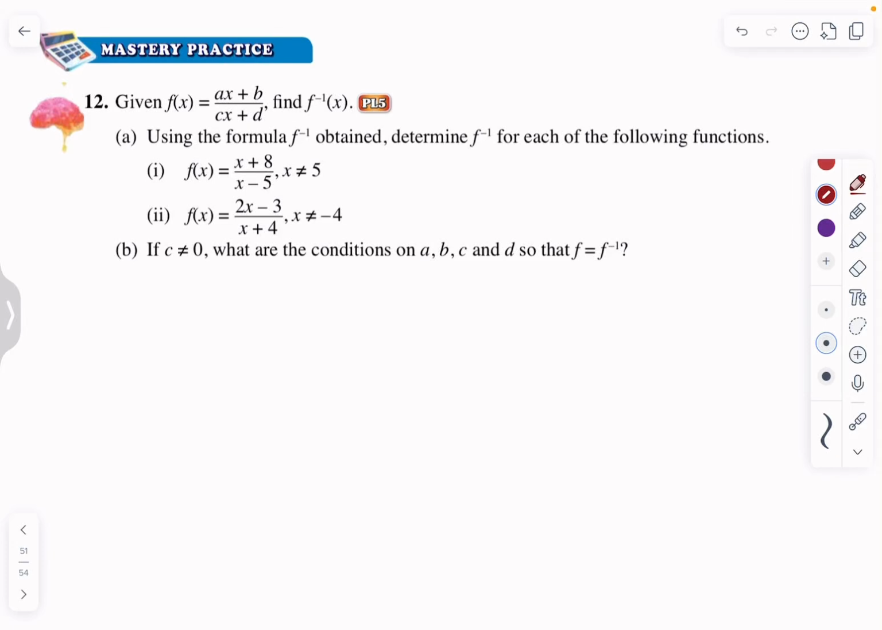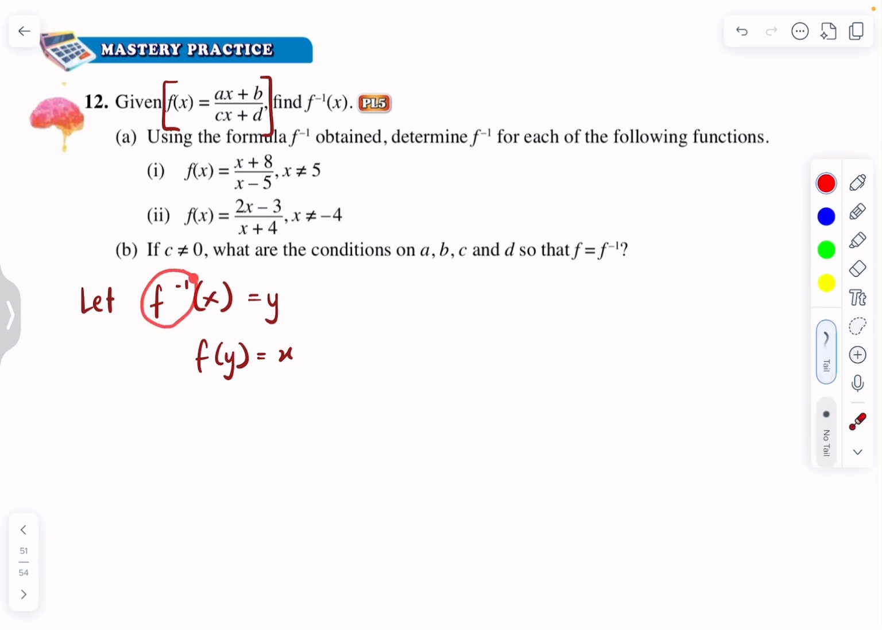Question 12. Given f(x) is this, find f inverse x. Okay, let's find. The first step to find f inverse is always letting f inverse x equal to y. Then the second step is f(y) equals to x. So if f inverse x, we bring it there, here it will become f(y). So f(y) equals to x.